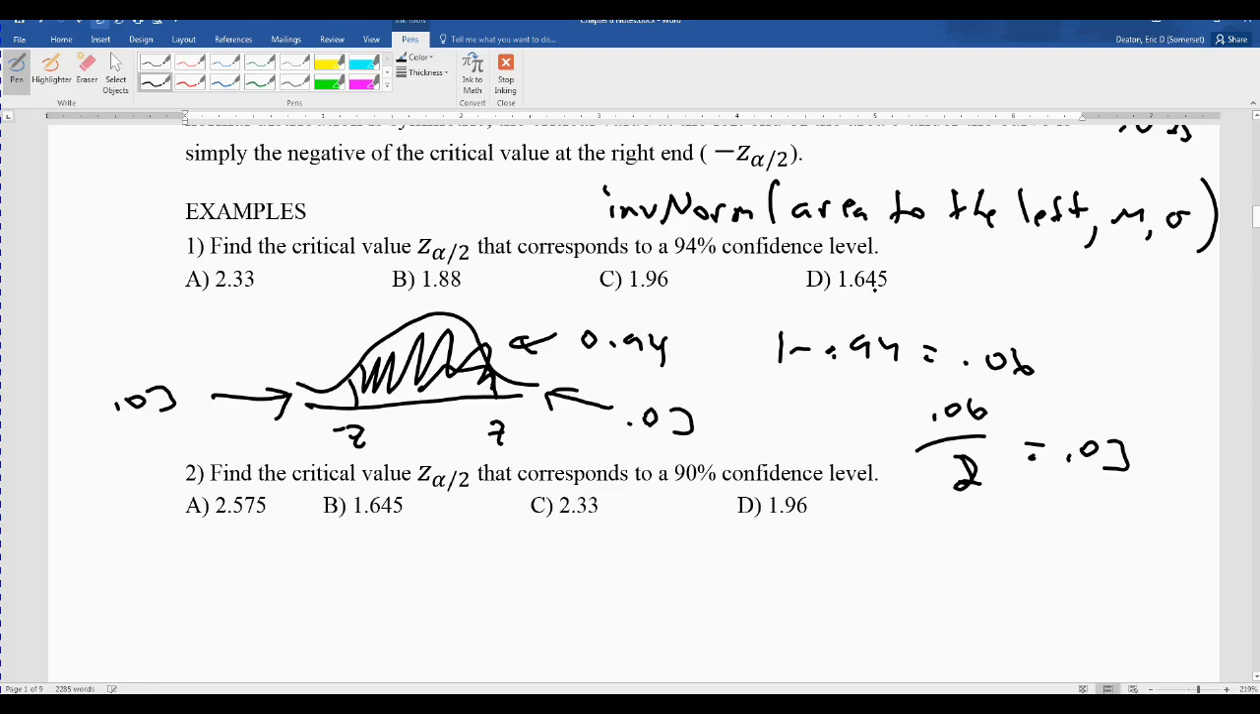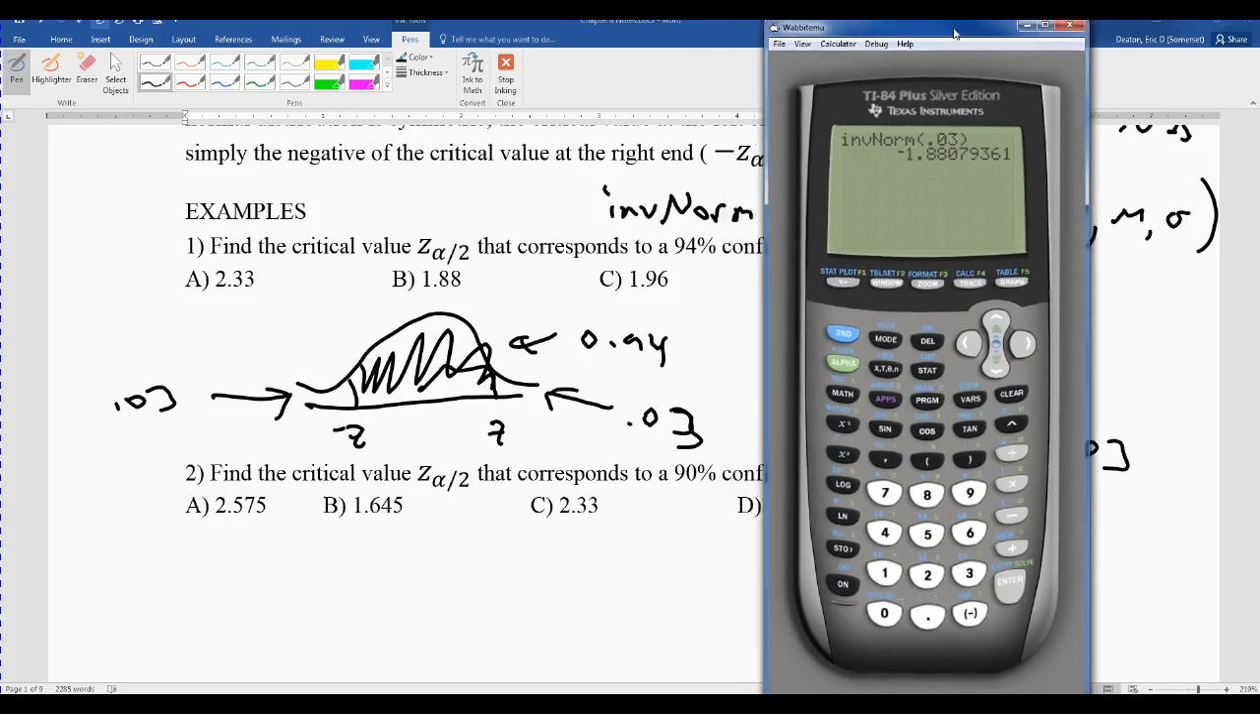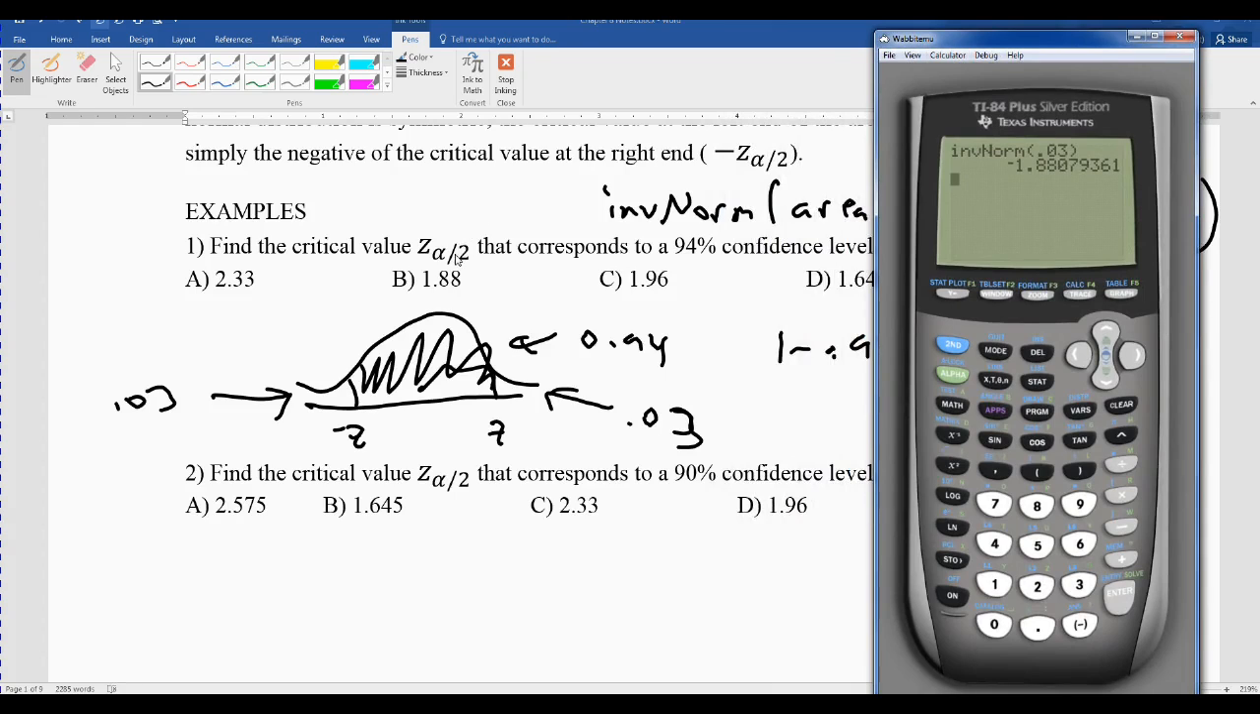Since inverse norm is what I'm going to use, is area to the left, I'm going to use 0.03. So second vars 3 is inverse norm. This is a TI-84, 0.03, and I just hit enter. And since this is area to the right, I use the positive value, so the answer is 1.88.